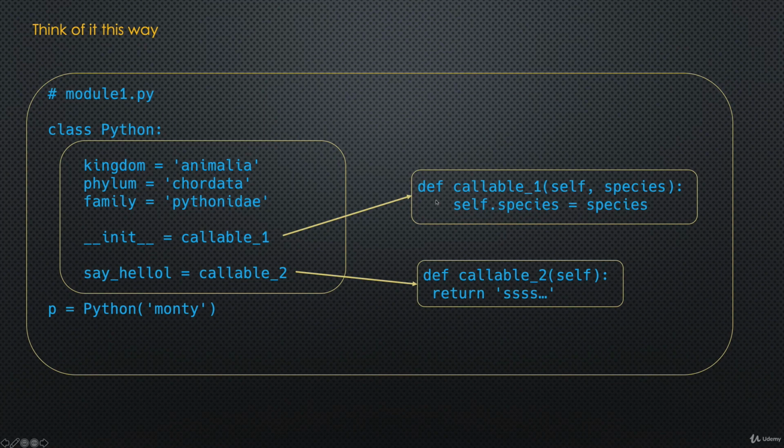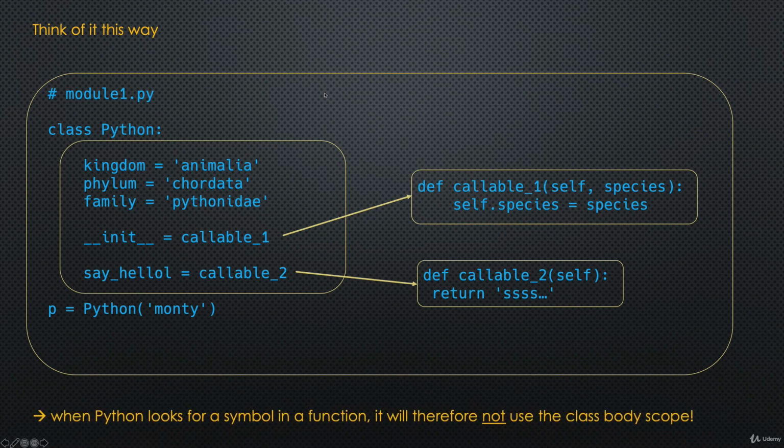We could definitely create these two functions in the module, and then we could set up our init to be this function and our say hello to be that function. There it's a lot clearer that the scope of this function is not contained inside the scope of the class body, it's contained inside the scope of the module. So when Python looks for a symbol in a function, it will not use the class body scope. It's never going to look there.